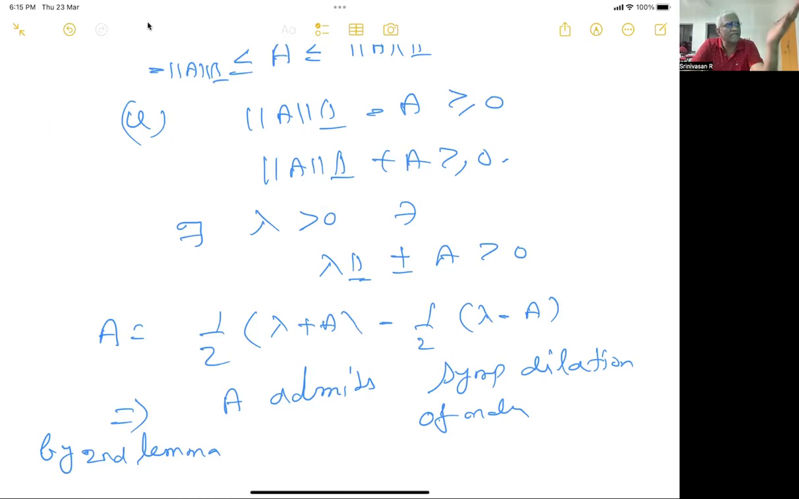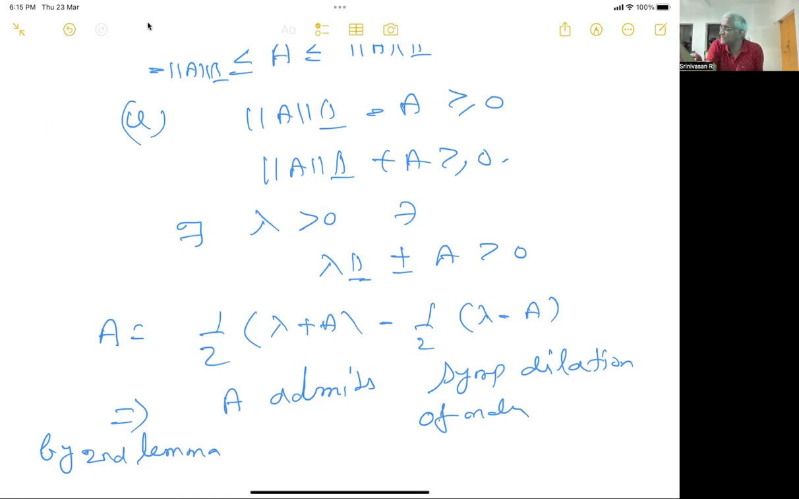No, there is nothing in now. A doesn't admit. For us, this is strictly positive. We are only talking about A. Sorry, we want to get the theorem for A. I got confused unnecessarily. Lambda plus A is strictly positive, so that admits a symplectic dilation.